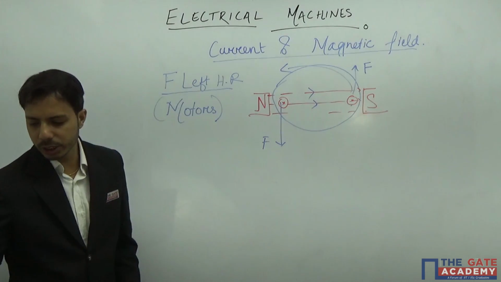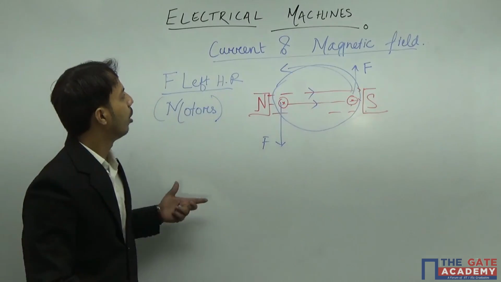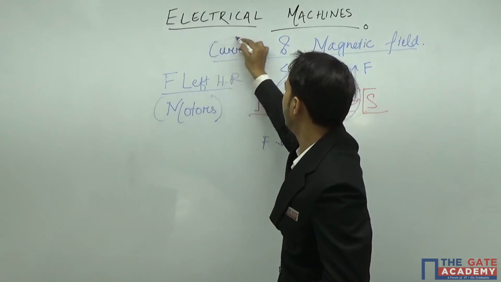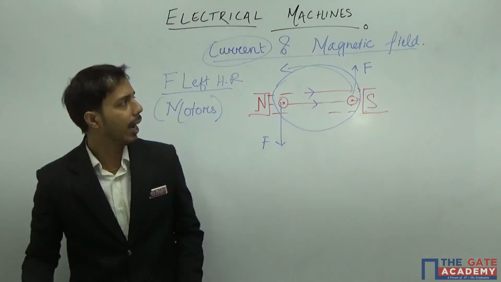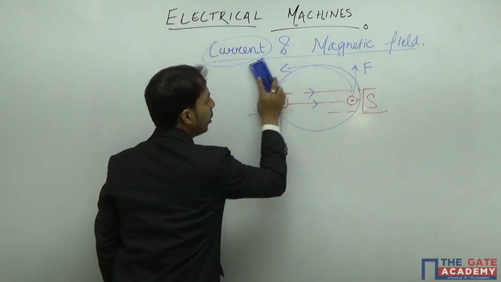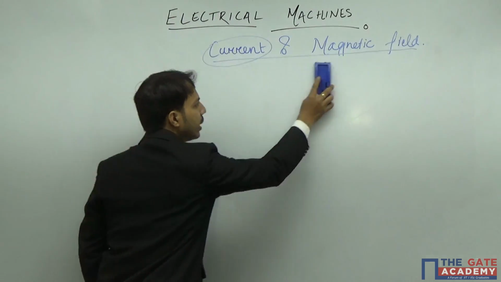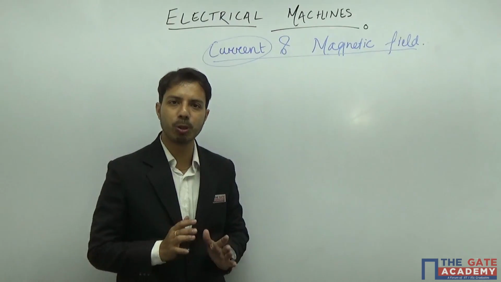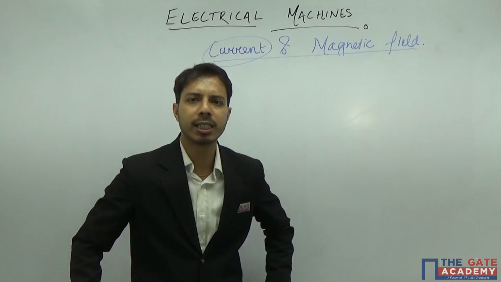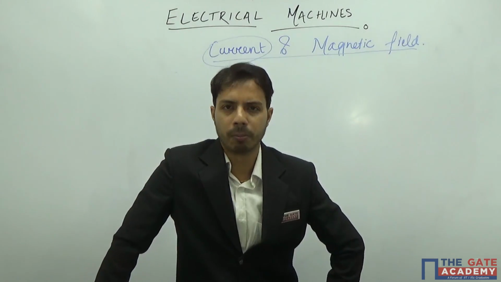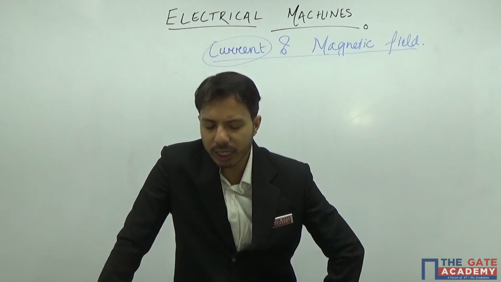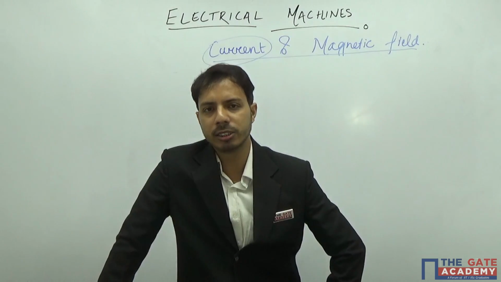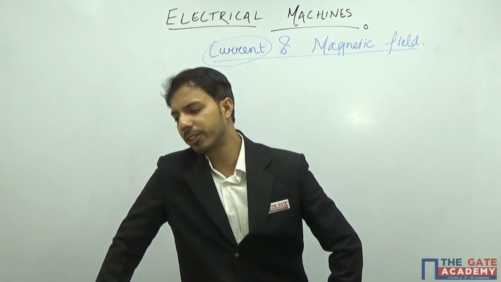Okay. So once we understand these four rules or four relationships between current and magnetic field, we are in a position to understand the complete electrical machines. We are done with the rules and conventions which are required to understand all the electrical machines.